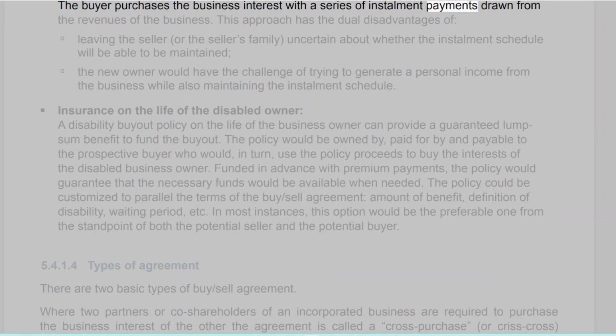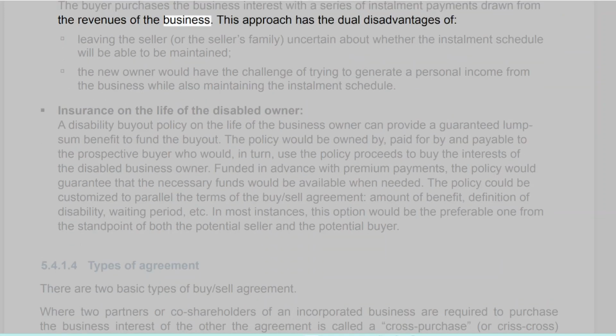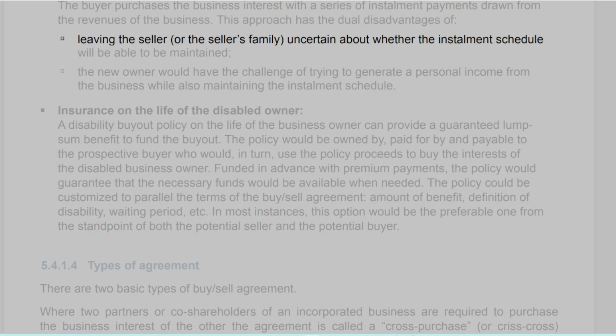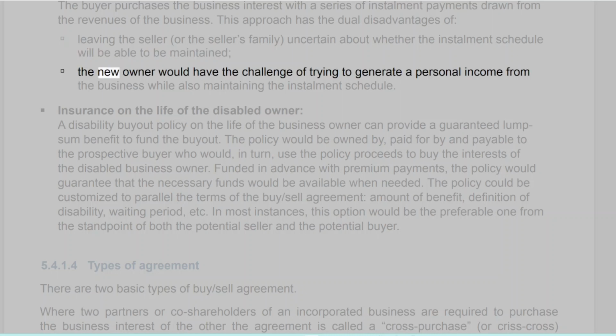Installment payments from the business profits: the buyer purchases the business interest with a series of installment payments drawn from the revenues of the business. This approach has the dual disadvantages of leaving the seller, or the seller's family, uncertain about whether the installment schedule will be able to be maintained, and the new owner would have the challenge of trying to generate a personal income from the business while also maintaining the installment schedule.